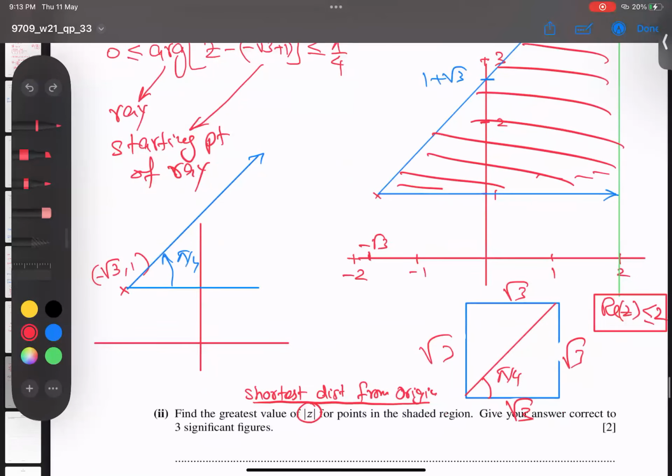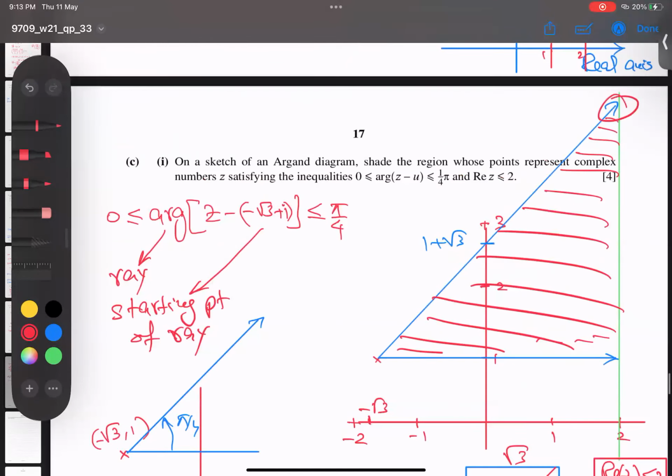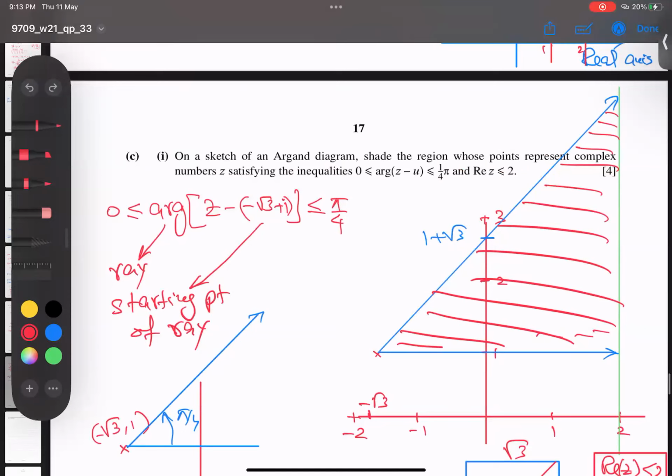And he was asking for the greatest value of the modulus of z. So it means this is the number I'm looking for. And very interesting, how to get this point. Actually, look, I join a line from here till here. I repeat, I make a join once again.